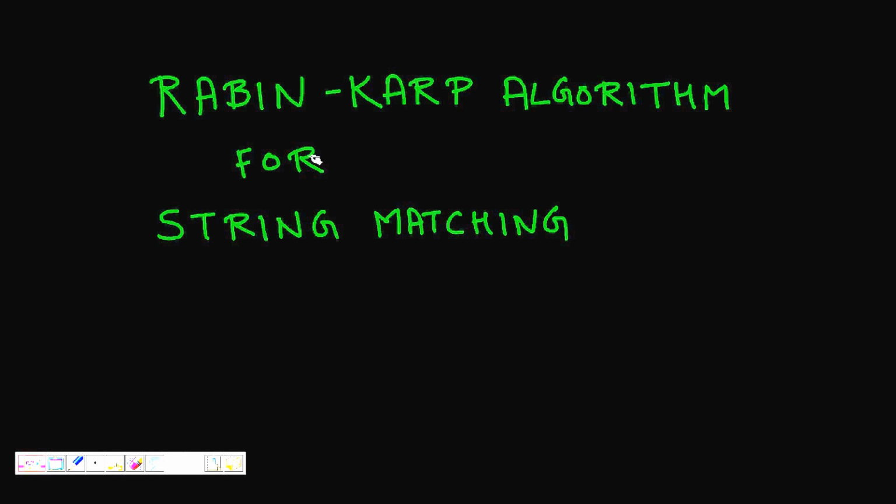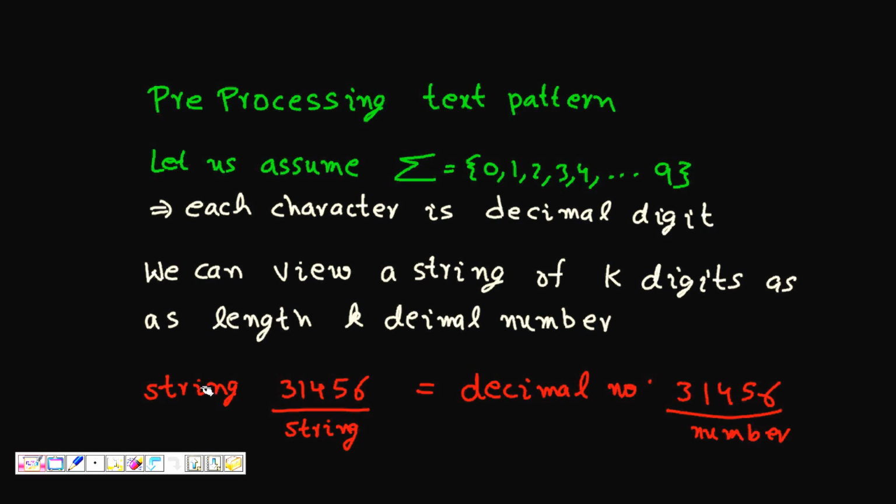In this lecture, we will learn about the Rabin-Karp algorithm, and it is used for string matching. If you are given some text and some pattern, your work is to find if that pattern exists in the given text. And the Rabin-Karp algorithm is one of the very efficient algorithms to solve this. So let's see how the Rabin-Karp algorithm solves the problem.